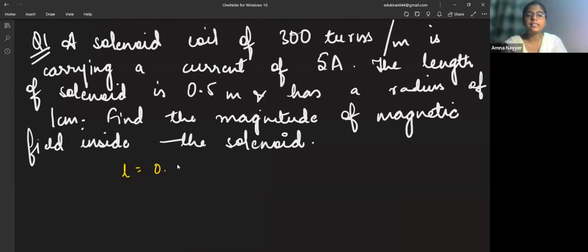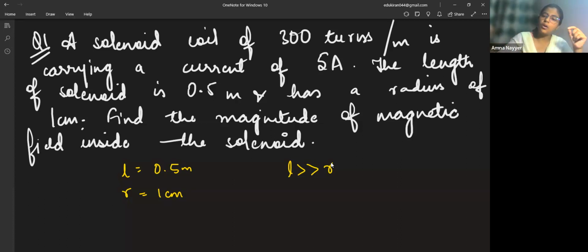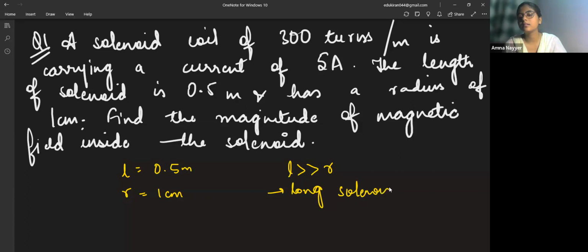See, the length is given as 0.5 meters and the radius is given as 1 centimeter. Look at the condition: when the length is very much greater than the radius, it's like a small number of turns are made and a long solenoid is formed. So if the length of the solenoid is very much greater than the radius, then you can conclude that this is a long solenoid. Here the length is 0.5 meters and the radius is very small, 1 centimeter, so it's a long solenoid.